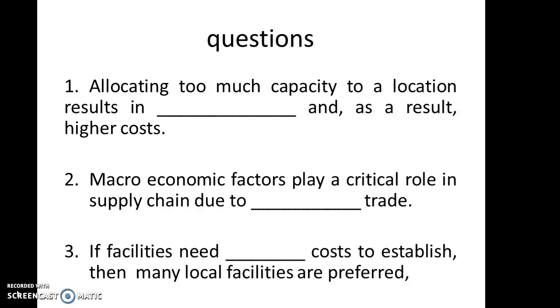Third question, if facilities need dash cost to establish, then many local facilities are preferred. So the answer is lower cost. If you need a very low cost to establish the facilities, you can go on establishing local facilities so that the transportation cost will be very less.